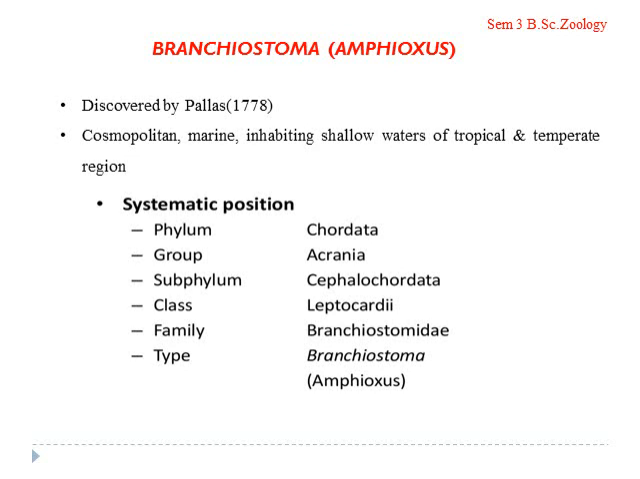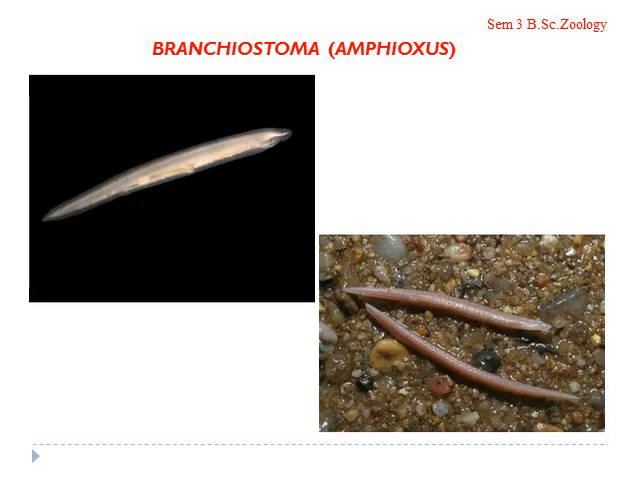The family Branchiostomidae includes only two genera, Branchiostoma and Asymmetron. A total of 15 species are recognized. And here we will be learning about Branchiostoma or Amphioxus. So this is the organism. You can see the image in the field.